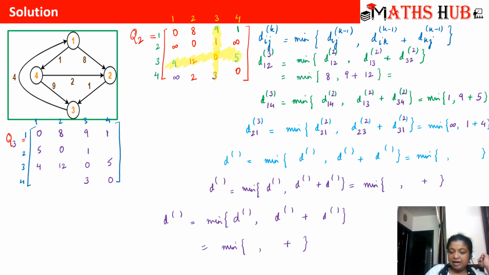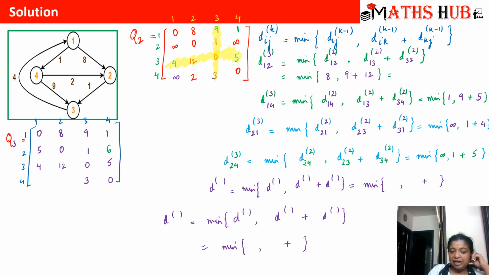Then let us calculate the next one, that is D24. How much is D24 in the new matrix 3? It is D24 in the previous one, D23 in the previous one, D34 in the previous one. So what is D24? D24 is infinity. D23 is 1 plus D34 is 5. So your answer is 6 over here, right?